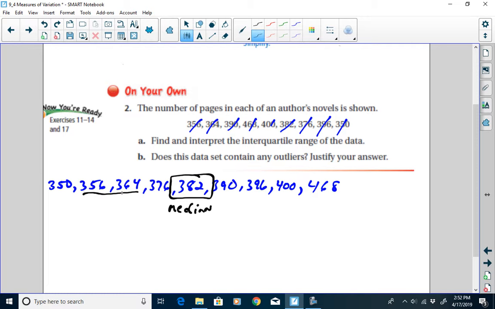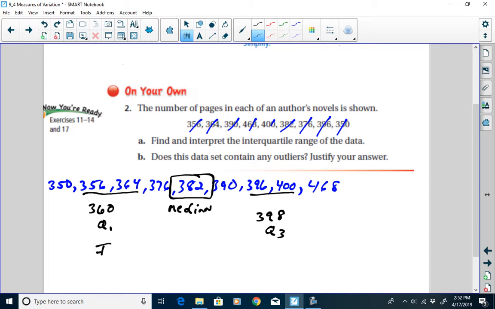I need to find now the median of the lower half of the items. So I have 2 middle numbers. I have to add them together, divide by 2, and that's going to give me 360 as my Q1. Then I need to find the middle of these 2 numbers in the upper half. I'd have to add these together and divide by 2. That's going to give me 398 as my Q3.